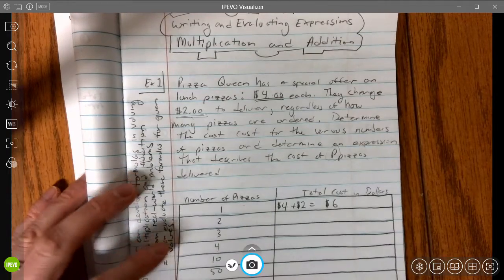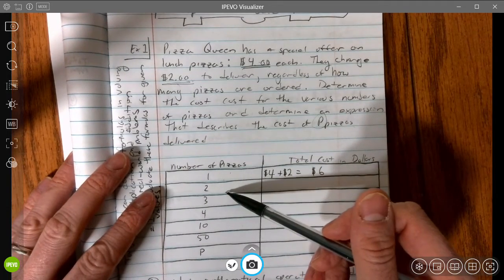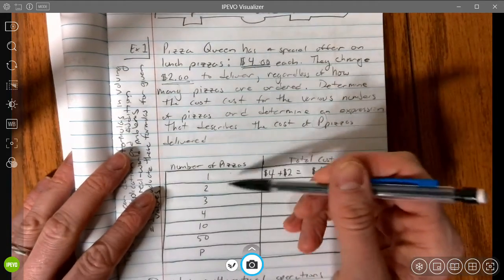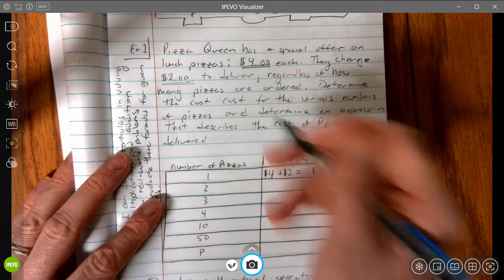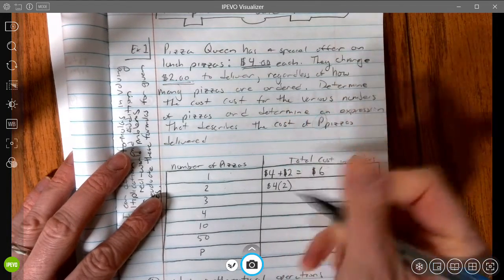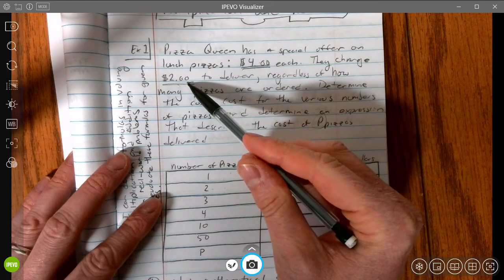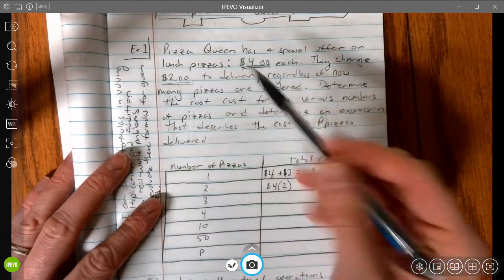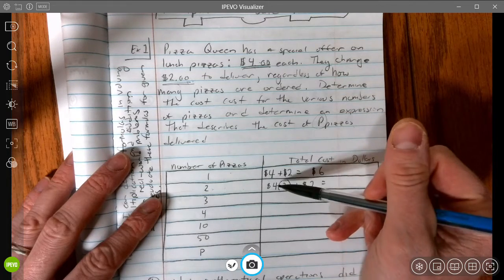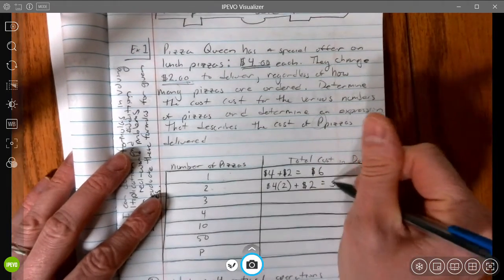Now, what if I ordered 2 pizzas? Again, each pizza costs $4, so if I order 2 pizzas, it's going to be $4 times the number of pizzas, which in this case is 2. However, I have to remember that sneaky delivery charge, which is $2, no matter how many pizzas I buy. So we have 2 pizzas at $4 apiece. That's $8 plus 2 is $10.